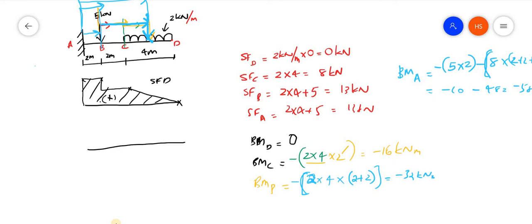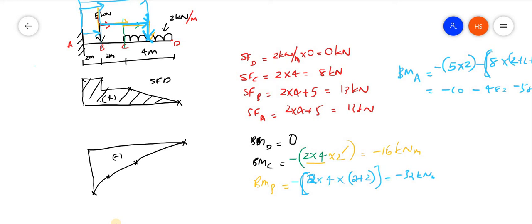Here it is 0. Then at C it is 16, again here it is 32, and the last one is 58. So this is my diagram. Here you can understand that it is a parabola, and at every point the parabola will be there.